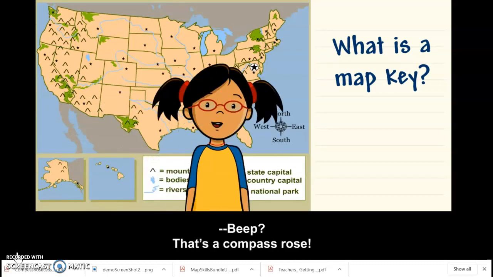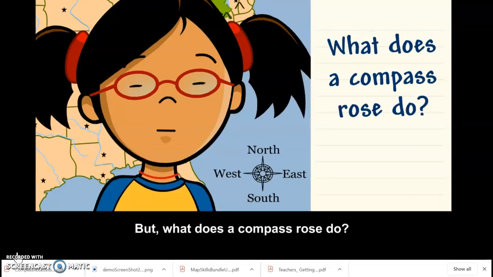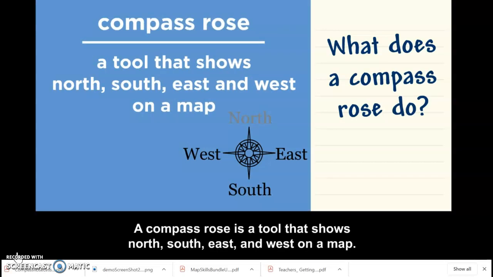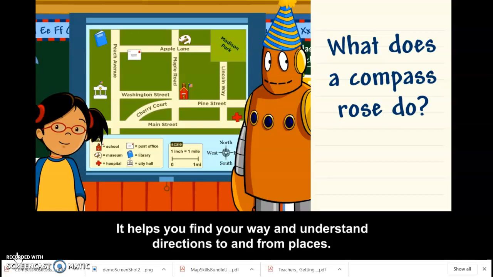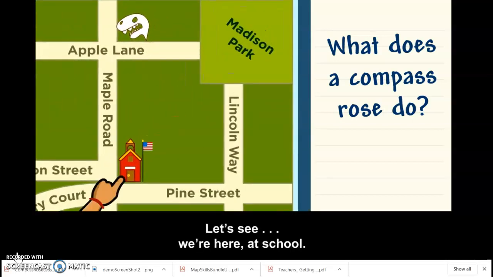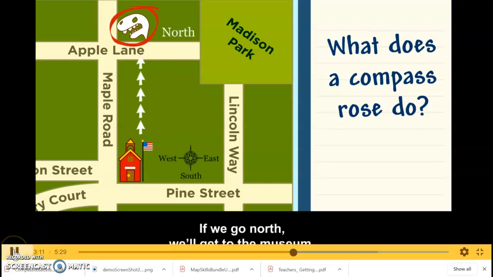That's a compass rose. But what does a compass rose do? A compass rose is a tool that shows north, south, east, and west on a map. It helps you find your way and understand directions to and from places. Let's see. We're here at school. If we go north, we'll get to the museum.